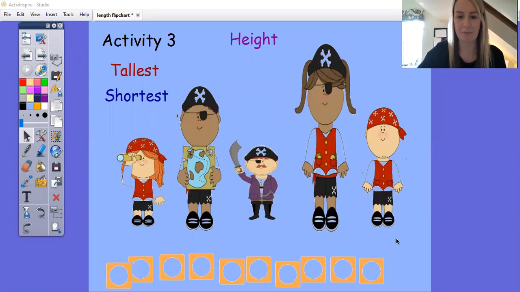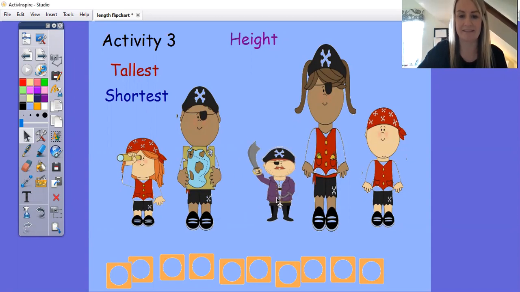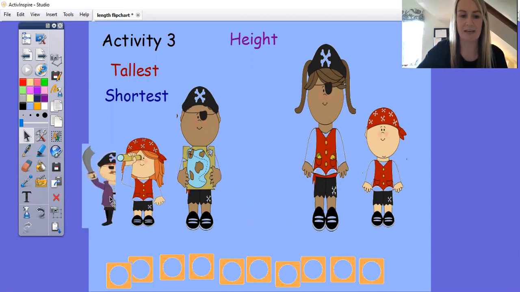So have a look. I've got my pirates all cut out here. Which one do I think is the shortest pirate? Well, the shortest means the least amount of height, the least amount of distance from the bottom to the top, from their toes to their head. So which one looks the smallest or the shortest pirate? I think it's this one here. He definitely looks shorter than the girl pirate. I'm going to move him down here.